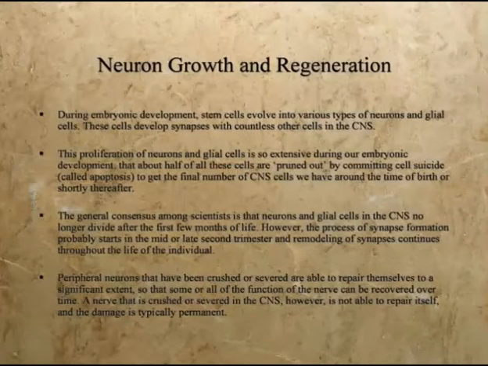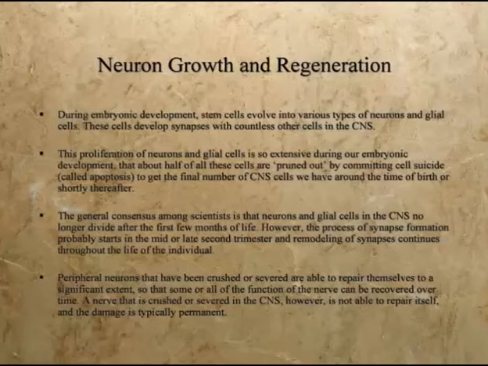All right, let's go over this issue of neuronal growth. During embryonic development, stem cells evolve into various types of neurons and glial cells. These cells develop synapses with countless other cells in the central nervous system. Neurons and glial cells migrate through the CNS during embryonic development to some final position where they contact other neurons or glial cells and form synapses with them.